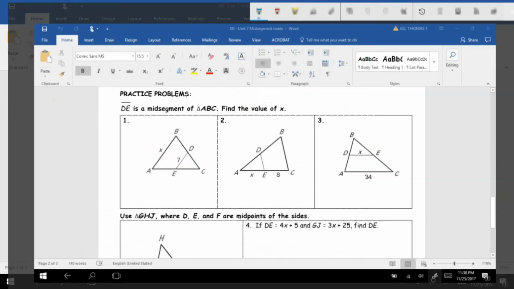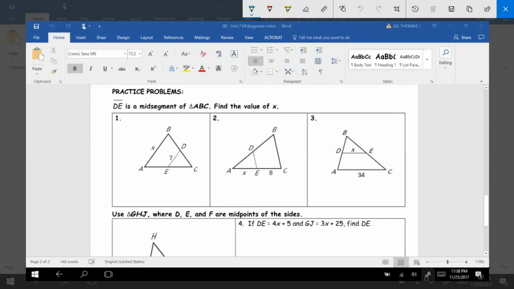Okay, so look at this. In all of these three problems, DE is going to be a midsegment of triangle ABC. We're going to find the value of X using the rules from the midsegment theorem. So make sure you're looking above to see those rules. All right, number one, X.